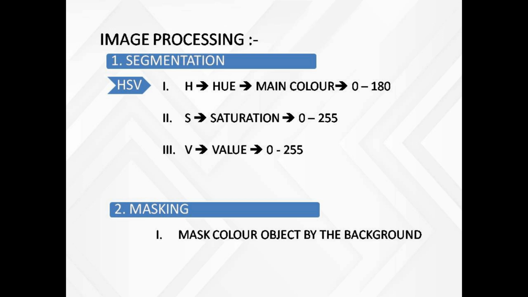Then we have to apply masking. After HSV transformation, we could get the area or the segment where my blue color is visible. Now I have to mask it by the background. Once we got that particular color where it is spread on that image, I have to replace that particular part by the background. Then we could achieve this thing.